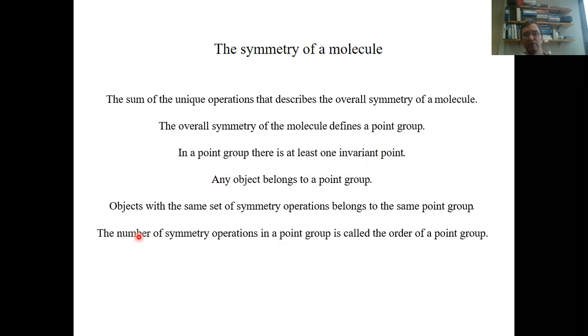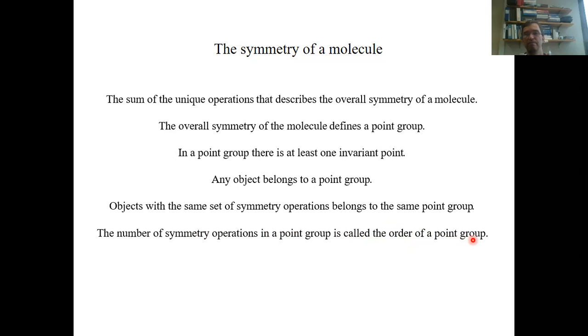The number of the symmetry operations in a point group determines the order of the point group. It's called the order of the point group. So for instance, when a point group contains 5 symmetry operations, then the order of the point group is 5. If it contains 10, the order is 10, and so forth.